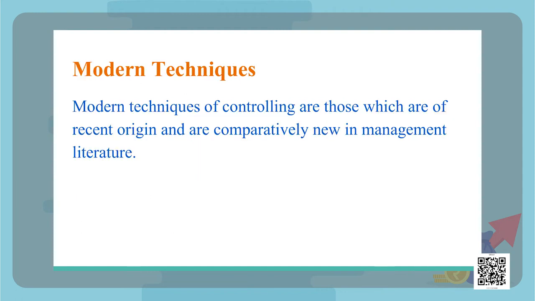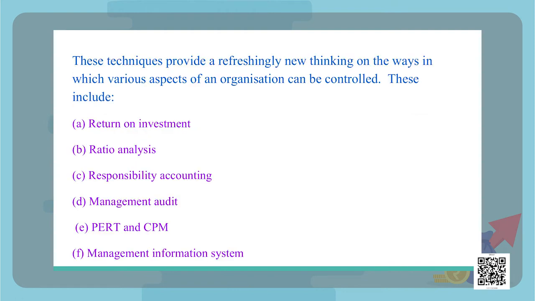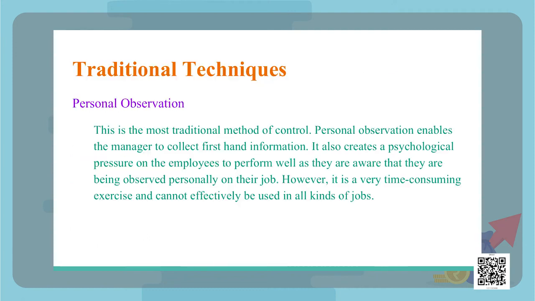On the other hand, modern techniques are those techniques which have come to use recently and their use has actually been increasing day by day. So, these techniques provide a refreshingly new thinking on the ways in which various aspects of an organization can be controlled. Now, let us discuss the various types of traditional techniques. The first type of traditional technique is personal observation.